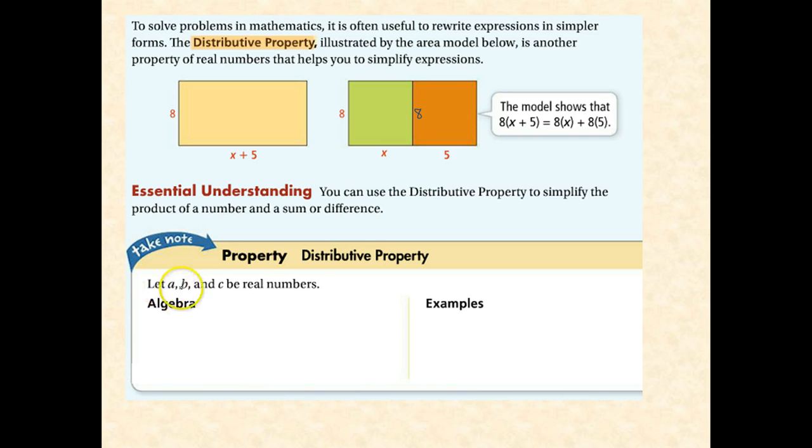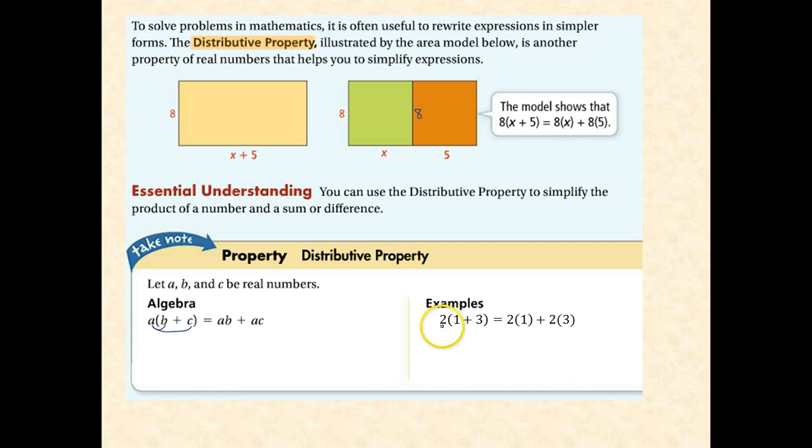Well, let's see. Let A, B, and C be real numbers, not fake numbers. So the distributive property says A times a sum is, you've probably seen this before, multiply through, right? A times B plus A times C.